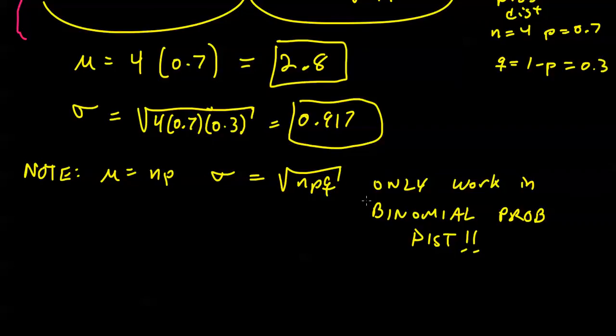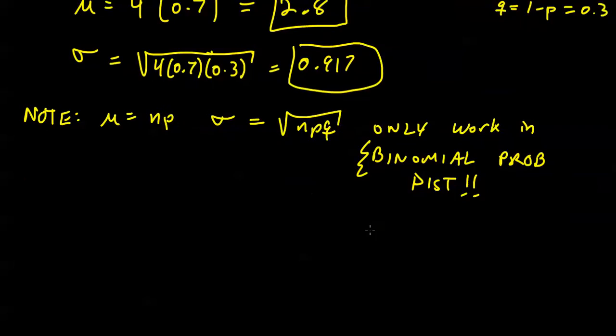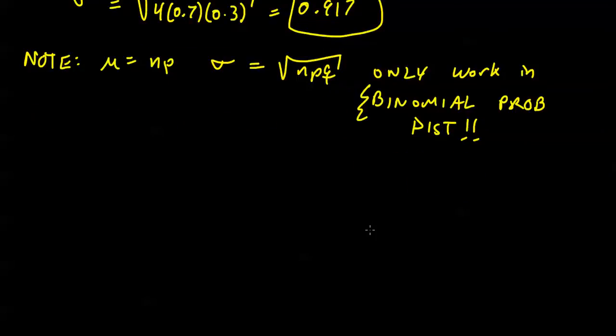And of course, how do I spot a binomial probability distribution? Again, you've got to satisfy the four criteria. You've got a fixed number of trials, 2 outcomes per trial, probabilities are constant in each trial, and each trial is independent of any other trial.